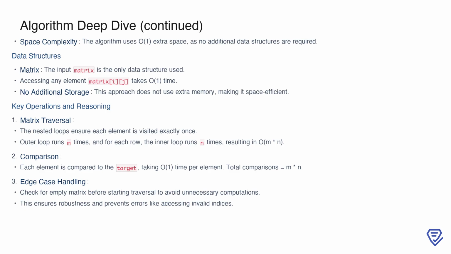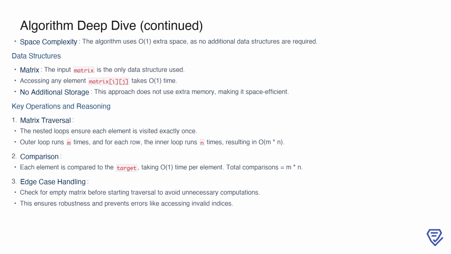It doesn't use any additional data structures beyond the input matrix, and accessing any element like matrix[i][j] takes constant time. The nested loops ensure that each element is visited exactly once, with the outer loop running m times for the rows and the inner loop running n times for the columns. This results in an overall time complexity of O(m*n). Additionally, each comparison between an element and the target takes constant time, so the total number of comparisons is proportional to the size of the matrix.